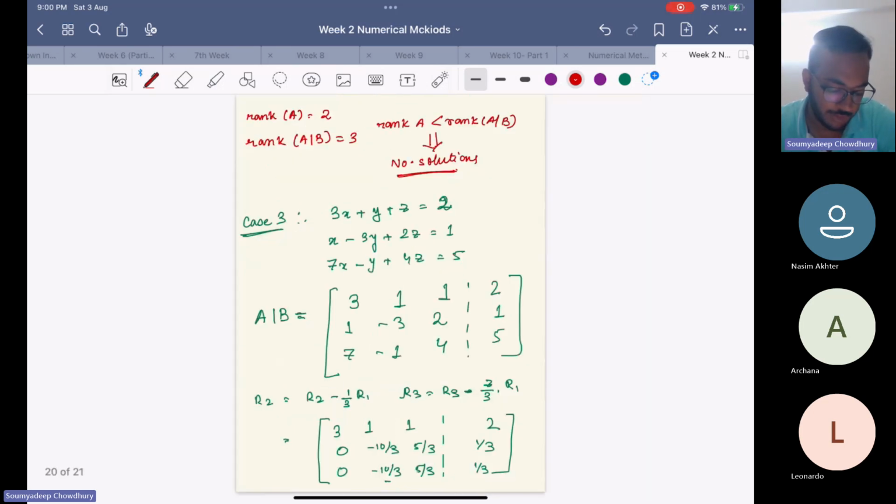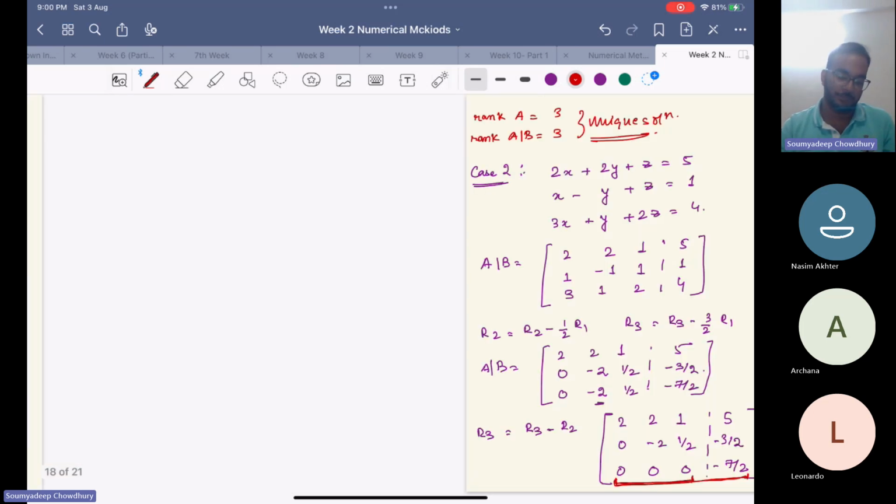If you plot these equations also, you will see that there are infinite solutions. Next class I'll show you, but in your free time, you just try to plot these equations and see. In the first case you will see the three planes intersecting at a point. In the second case, it is not intersecting at any point, so there is no solution. And in the third case, you will see that it is intersecting at infinite number of points. So that's why we are having infinite number of solutions.